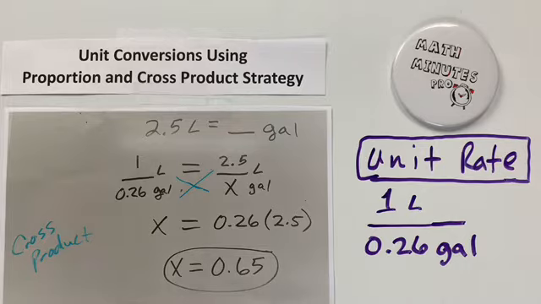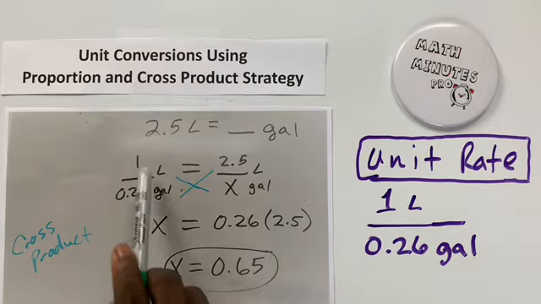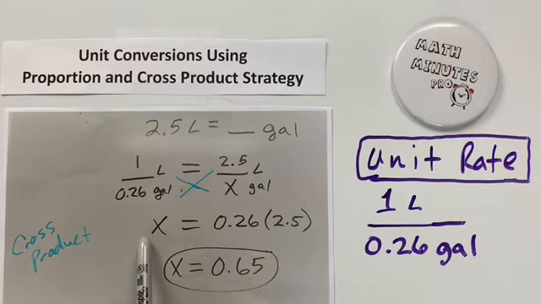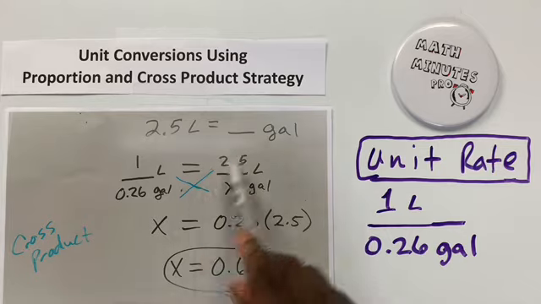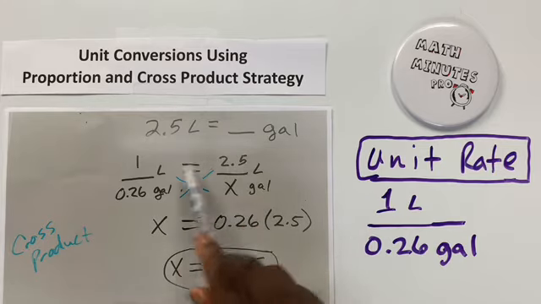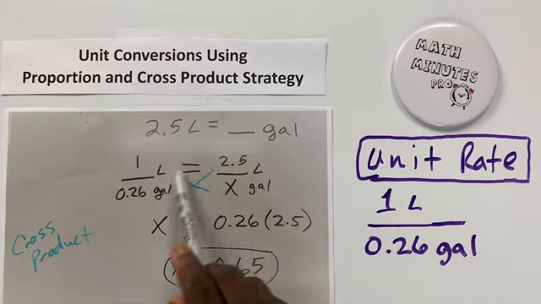So we use our cross product strategy, right? We simply multiply 1 liter times X gallons, or 1 times X, and that's what we have here. The 1 is there, it's just invisible, as my daughter would say, all right? So that's what that line means right here. Multiply this times this. Then we have the line here. This is the cross product strategy that's happening right here, illustrated.